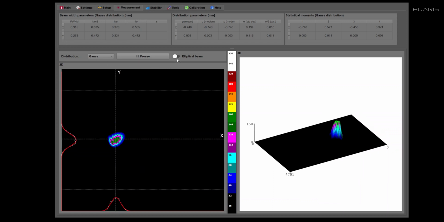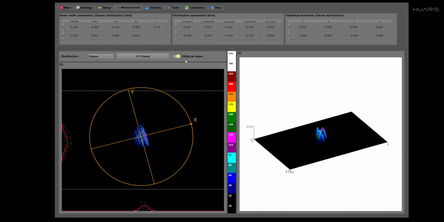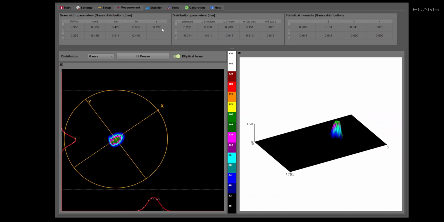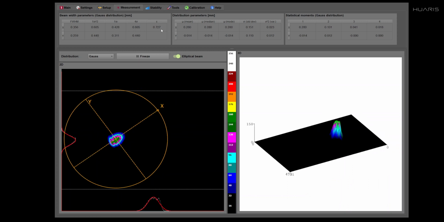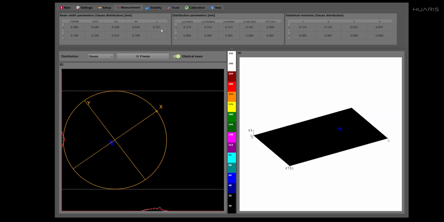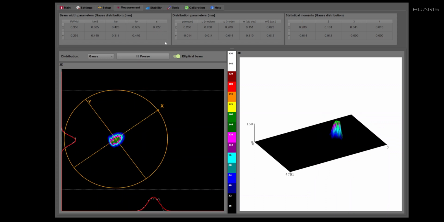Additionally, if you are using elliptical beam measurement, the epsilon parameter will be calculated as well. Epsilon is defined as the ratio between the axes.